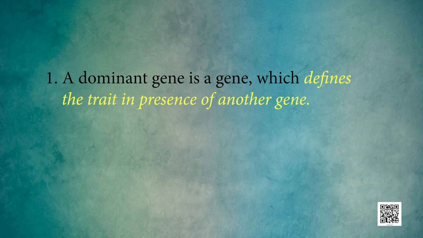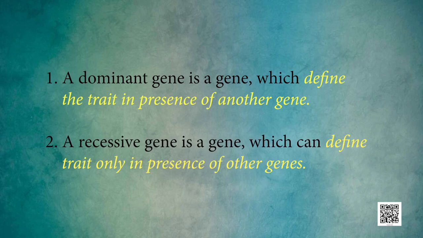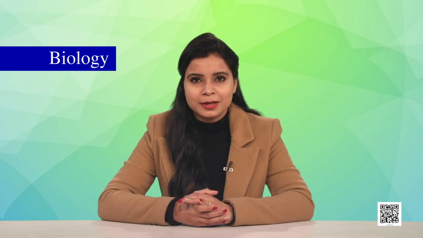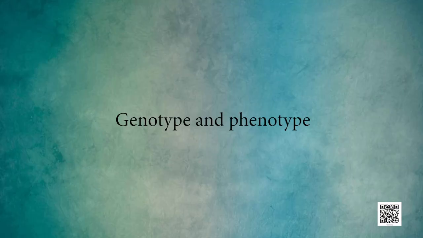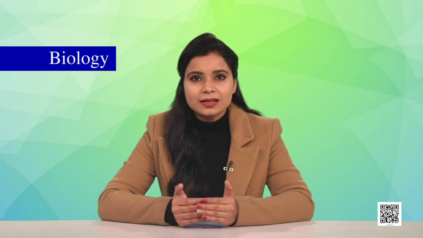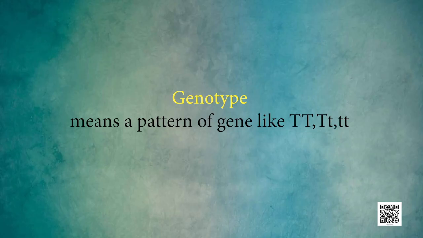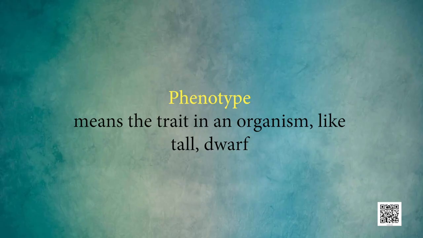A dominant gene is a gene which defines the trait in the presence of another gene. A recessive gene is a gene which can define traits only in the presence of another recessive gene. There are two important terms, genotype and phenotype. Genotype means a pattern of genes, like capital T capital T, capital T small t, small t small t, while phenotype means the trait in an organism, like tall or dwarf.